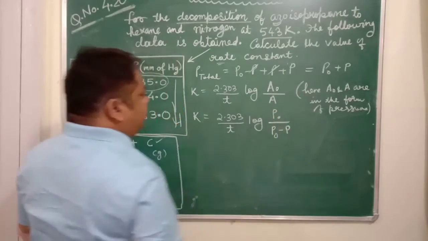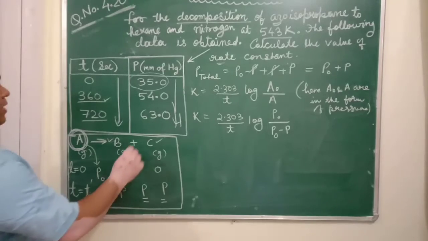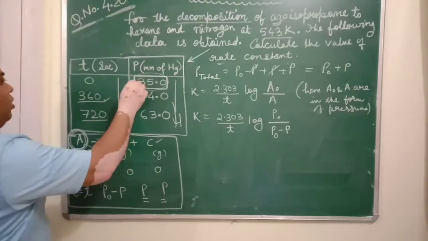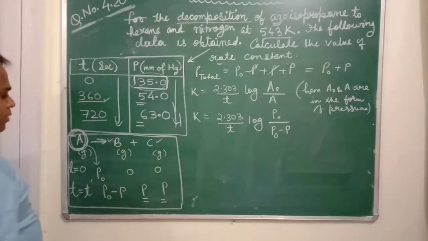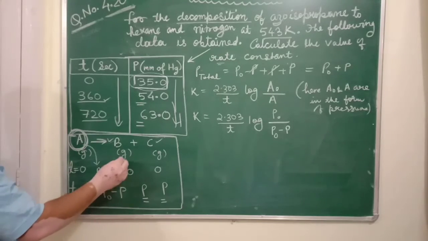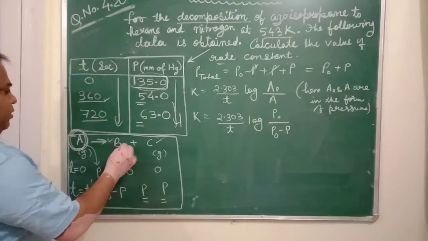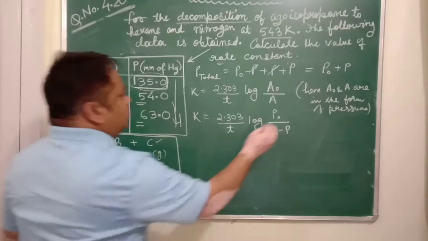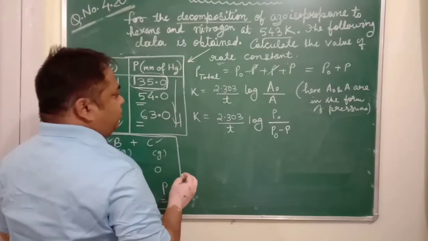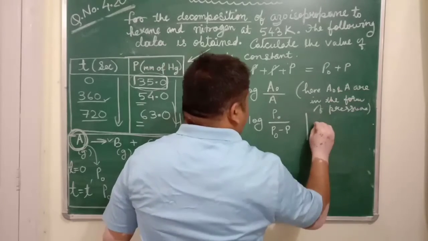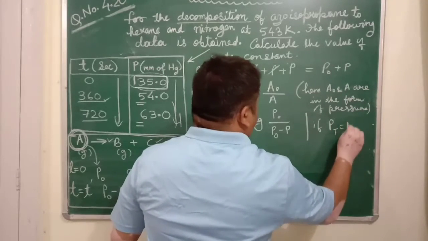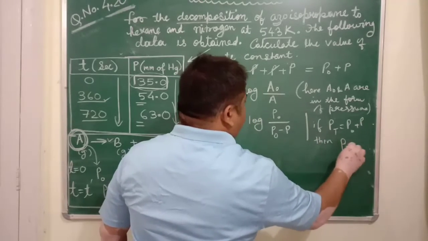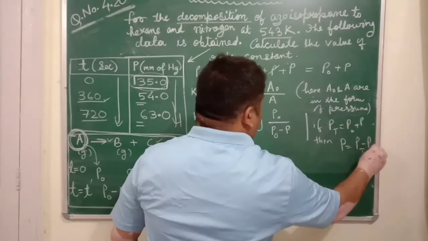But in the experiment we have the value of either the total pressure or the initial pressure. Either the initial pressure is there or the final pressure is there. We don't have the pressure of the gases which is just coming out to form the contributing pressure of B and C. So how will we find out this value here? So what we will do, we will use this equation. From this equation we can say that if P total is equal to P initial plus P, then P must be equal to P total minus P initial.